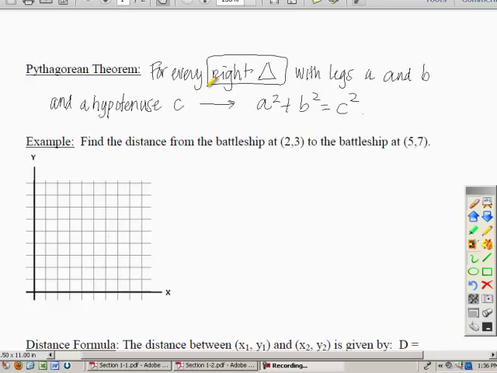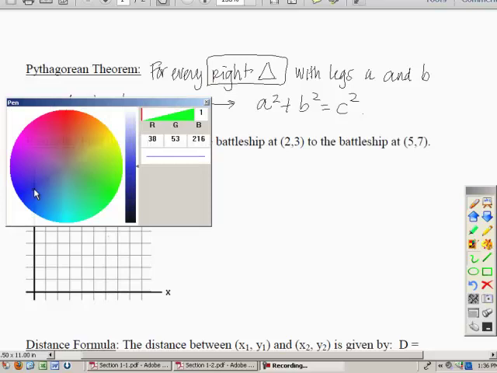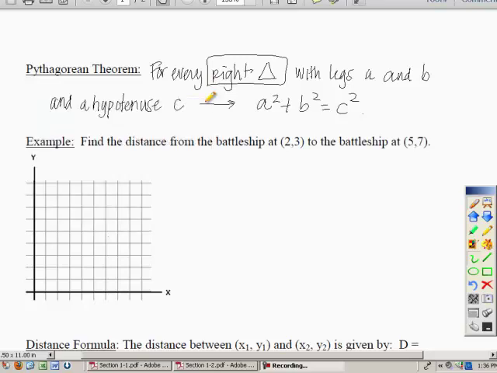So we're going to give you an example on a coordinate plane. Take a look, given a point at 2, 3, a battleship at the point 2, 3, and I'll explain the battleship reference in class, and another battleship at 5, 7, can you find the distance from the first battleship to the second battleship? We're going to talk about distance formula in a minute, but I want to show it to you using Pythagorean theorem. So what we're going to do is make a right triangle.